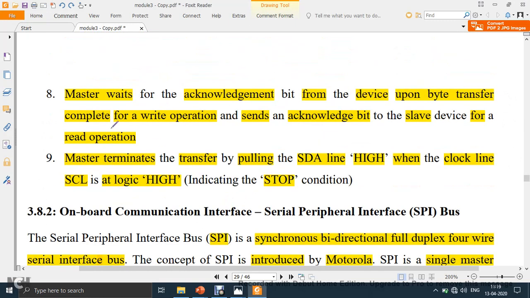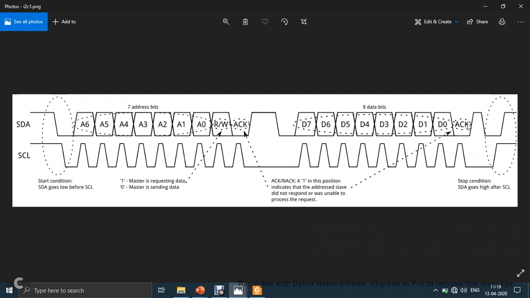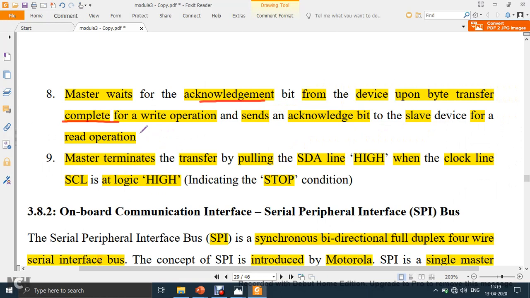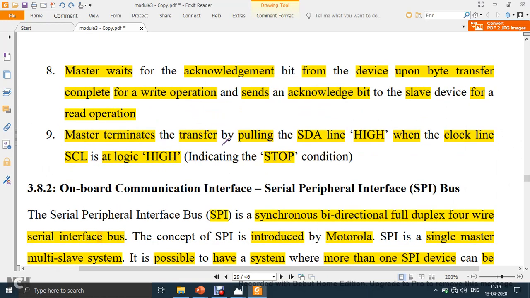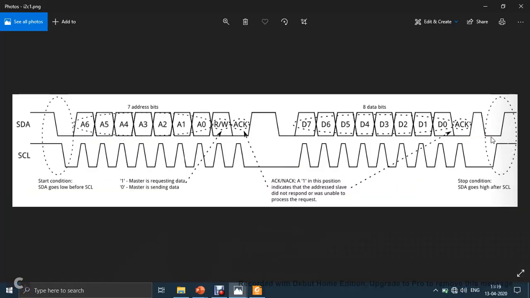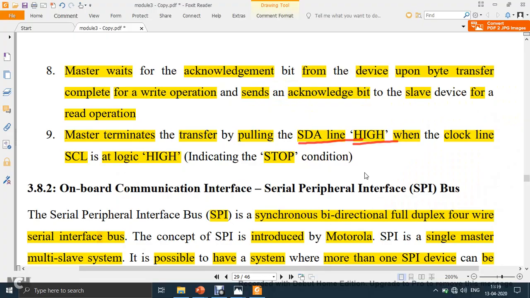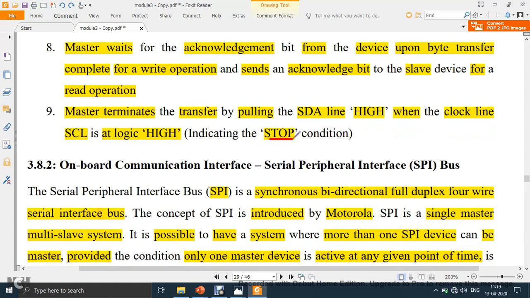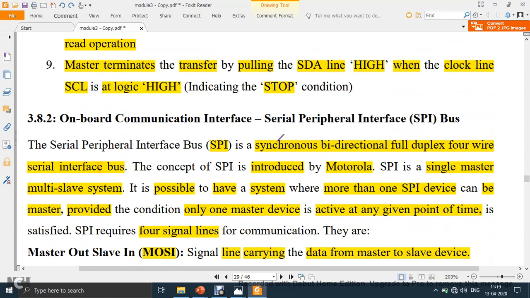So after the data communication is done, master waits for acknowledgement again from the slave upon byte transfer complete. Once the data transfer is completed, again it waits for the acknowledgement. You can see the acknowledgement here given by the slave device. Once the acknowledgement is received, master comes to know that the data transfer is complete. So master terminates the transfer by pulling the SDA line high. See here, from 0 it is pulled to high. This is the completion of termination of the communication, stop. This is how I2C works.